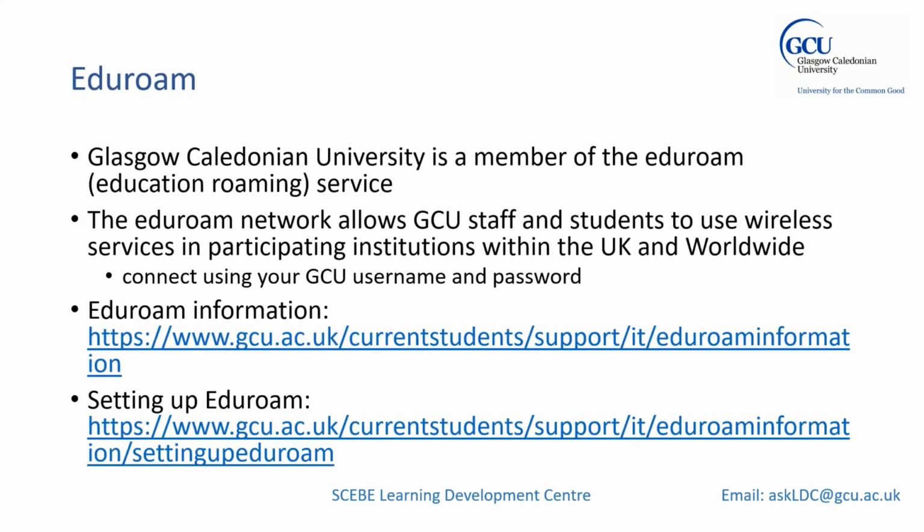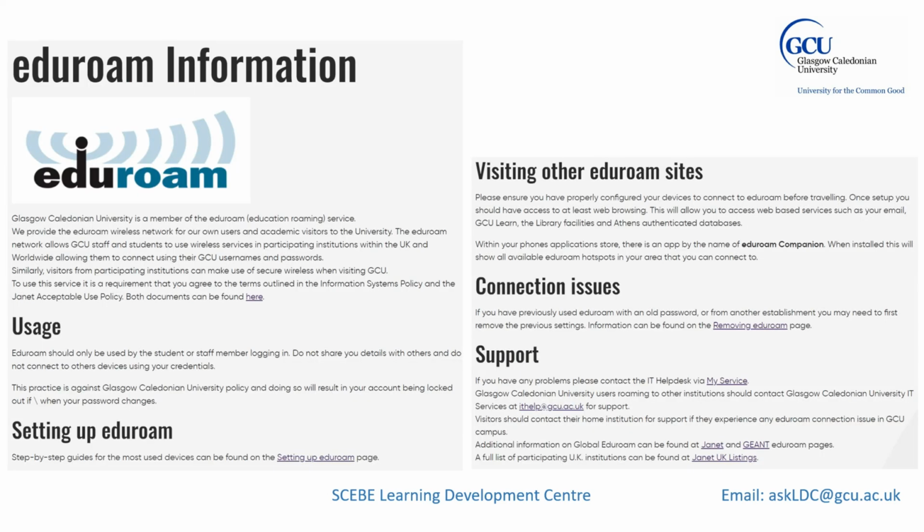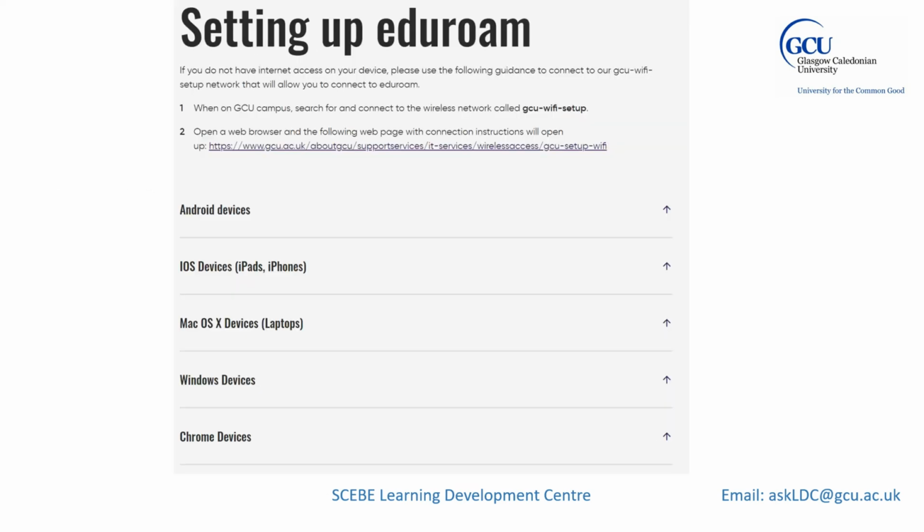Now let's talk about Eduroam. Glasgow Caledonian University is a member of the Eduroam, that's the Education Roaming Service. The Eduroam network allows GCU staff and students to use wireless services in participating institutions within the UK and worldwide. You connect to the system using your GCU username and password. There's information on Eduroam and setting up Eduroam on these 2 websites. There's the Eduroam information, it shows usage, setting up, visiting other Eduroam sites, connection issues and support. And then setting up Eduroam, there's specific instructions for Android, iOS, Mac, Windows devices and Chrome devices.